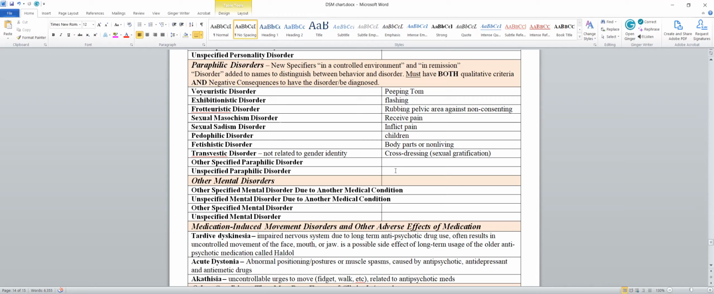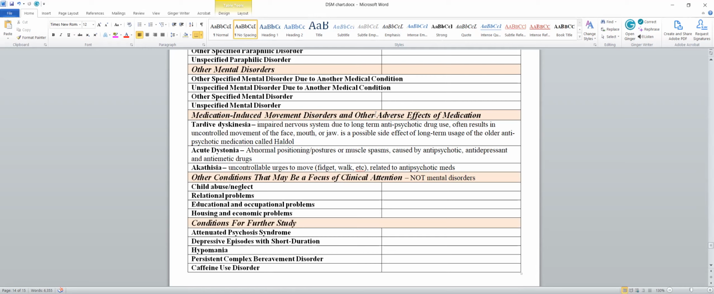So remember, must have both qualitative criteria and negative consequences to have the disorder be diagnosed. And the new specifiers are in a controlled environment and in remission. Next category is other mental disorders, and the subcategories include other specified mental disorder due to another medical condition, unspecified mental disorder due to another medical condition, other specified mental disorder, unspecified mental disorder.